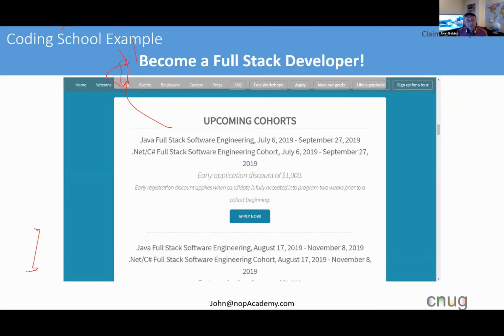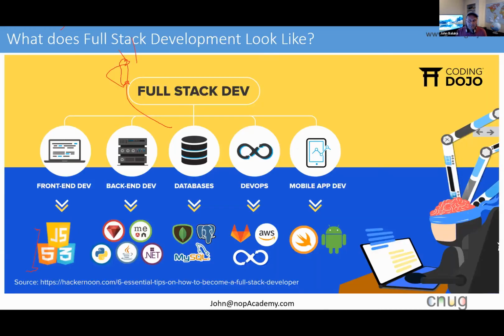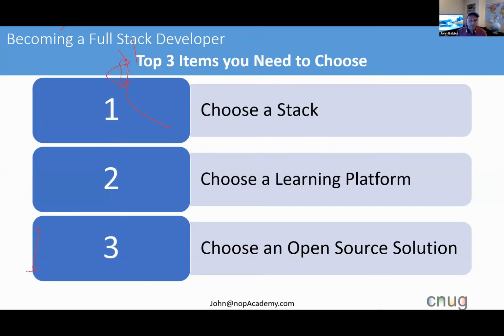One of the coding schools here in St. Louis is the Claim Academy, and they offer two different full stack developer tracks, one being Java and one being .NET. And when it comes to being a full stack developer, it's almost like you're expected to be a generalist: front end, back end, database, automation with DevOps, and even the mobile side. So this aspect of being a full stack developer can be pretty intimidating. How do you really prepare to be a full stack developer? I came up with three different things you really need to choose for as a software developer for your career.